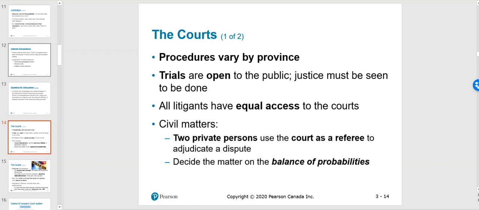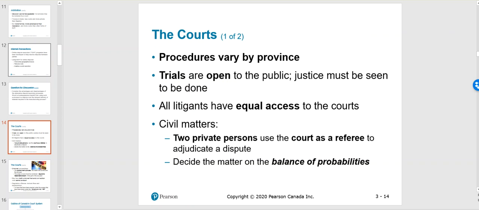And the judge, how will the judge decide a civil matter? The judge will decide on a balance of probabilities. This is very important. So this is the level of proof the plaintiff has to produce.